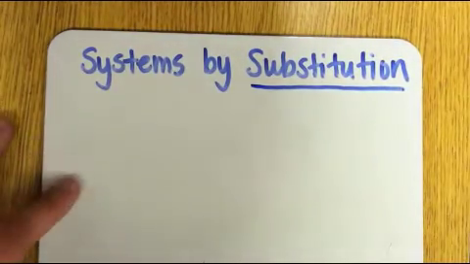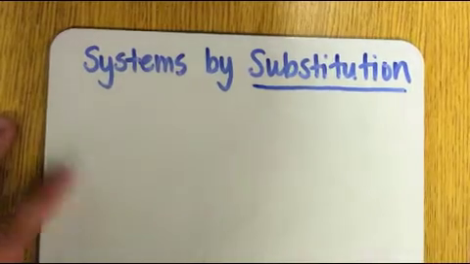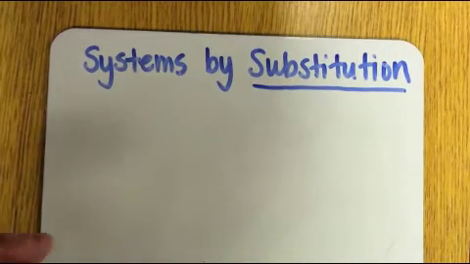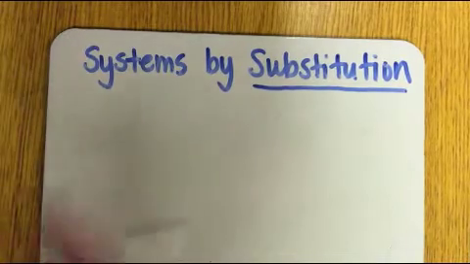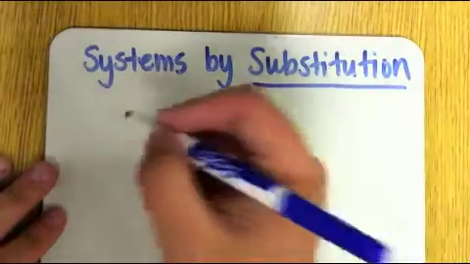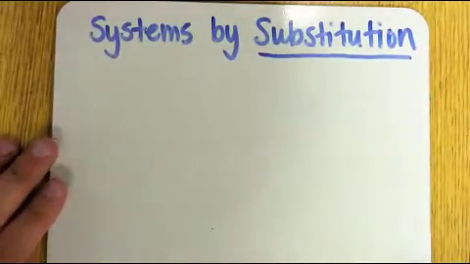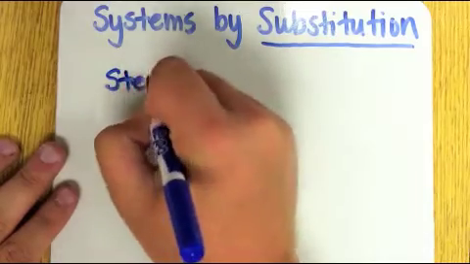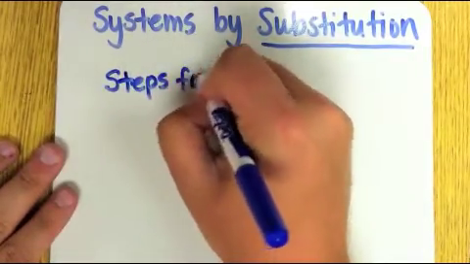Okay, now what do you think is going to happen in substitution? Okay, right, it's definitely a no-brainer here. You're definitely going to substitute into something in order to solve. Okay, so I'm just going to start by writing out all the steps, and then we'll actually apply the steps in an example. Okay, so steps for substitution.